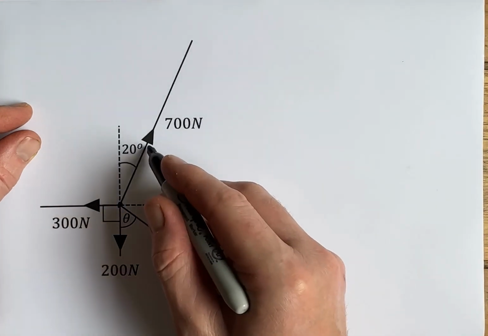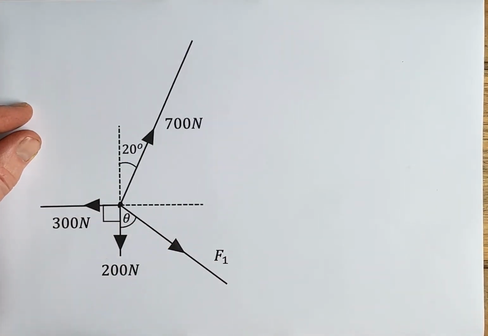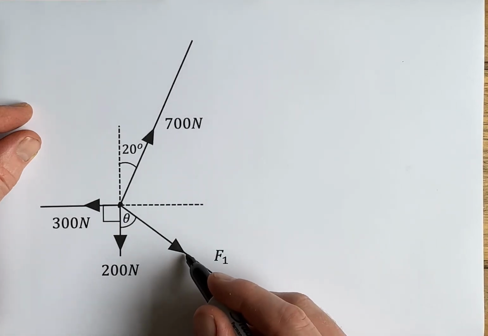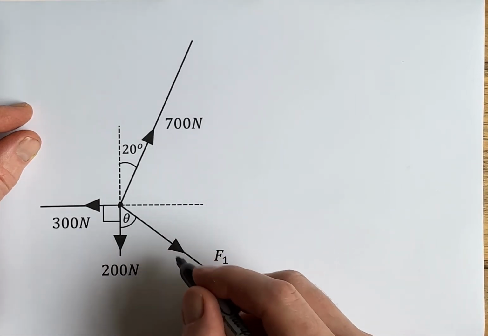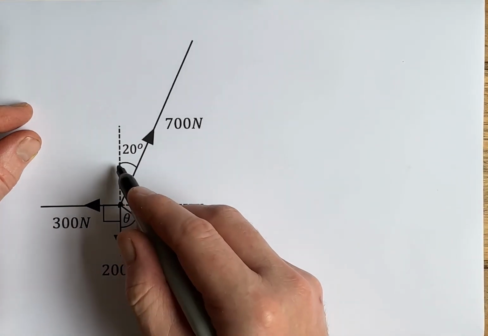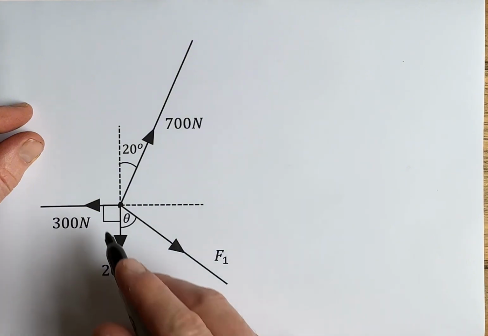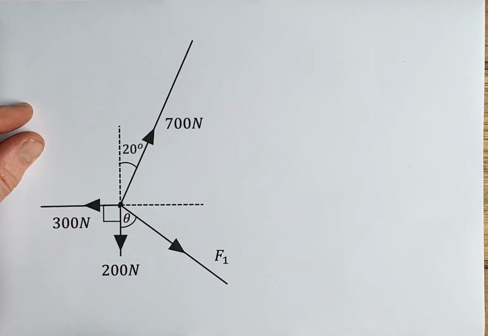Essentially we're going to combine this force and this force, and they must result in a force that is equal and opposite to this force in order to cancel this one out, and therefore for there to be zero resultant force. Now the problem we've got is this one's acting on an angle, so we need to resolve it into vertical and horizontal components in order to then combine it with these forces here.